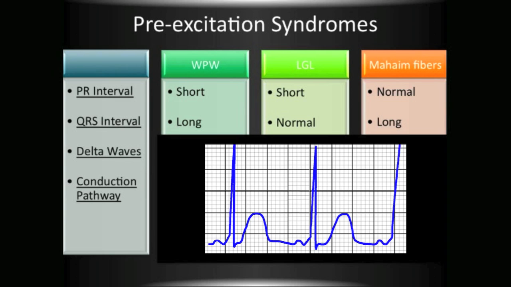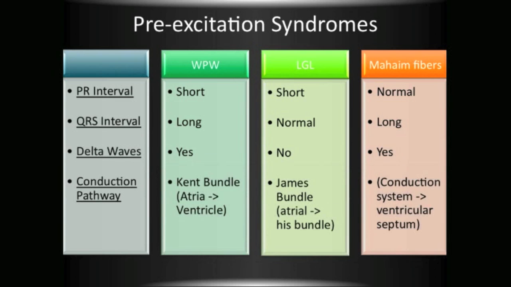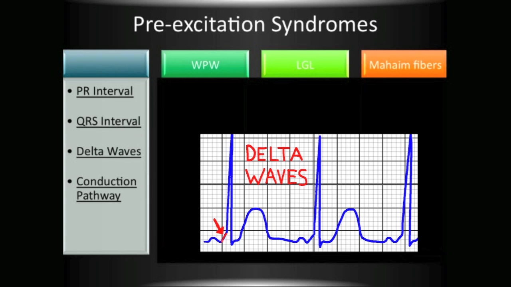Do both have delta waves? No, only WPW has delta waves. So Long-Ganong-Levine syndrome and Wolff-Parkinson-White are similar in that they both have a shortened PR interval. But only Wolff-Parkinson-White has a widened QRS and delta waves.